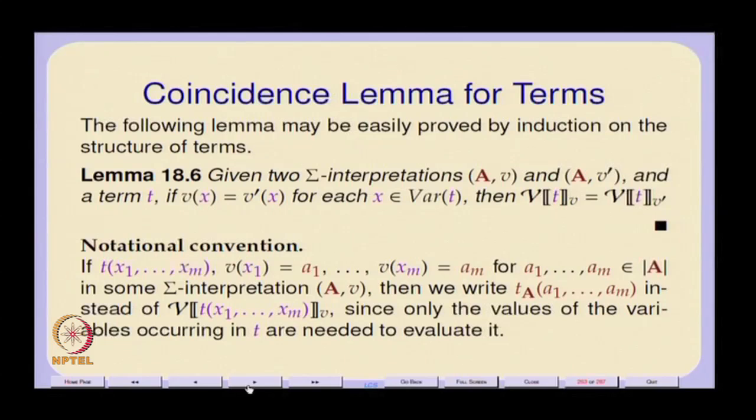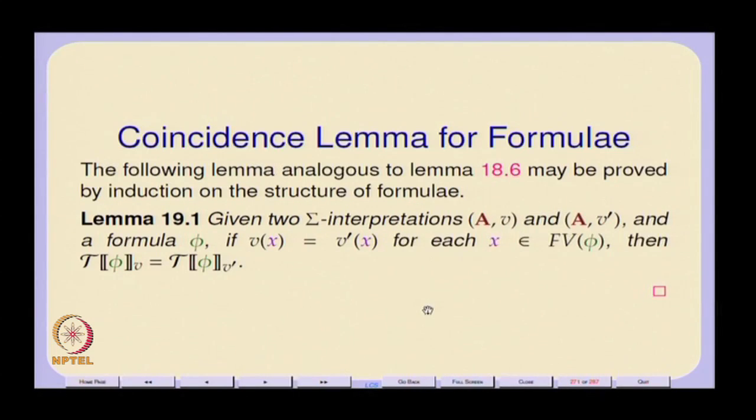Okay. So, we can do a similar coincidence lemma for formulae, and we need to do that. Essentially what we are saying is that given two valuations v and v prime and a formula phi, if the values of all the free variables in the formula match, there is an added restriction. In the case of terms, we did not have any bound variables. In the case of formulas, we do have free variables. If for all the free variables in the formula phi both valuations match, then of course the truth values of the formula under both valuations will also be equal, right.